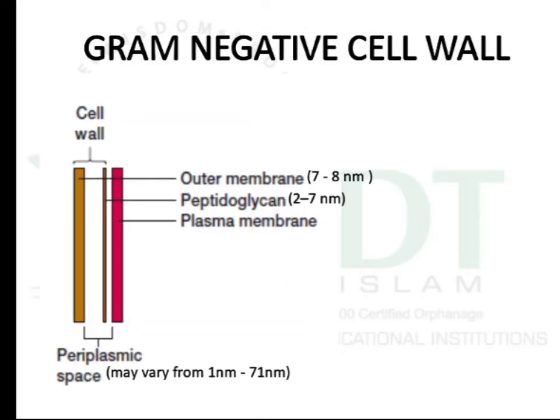Now coming to the gram-negative cell wall, it is different from gram-positive bacteria with an outer membrane which has a thickness of 7 to 8 nanometer, and there is a thin peptidoglycan layer with a thickness of 2 to 7 nanometer. After that there is a plasma membrane, and the space between this outer membrane and peptidoglycan layer is known as periplasmic space, and it may vary from 1 nanometer to 71 nanometer, and the total structure including outer membrane and the peptidoglycan layer is known as cell wall. So this is the basic structure of a gram-negative cell wall.